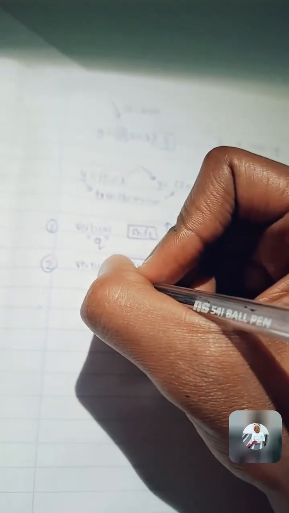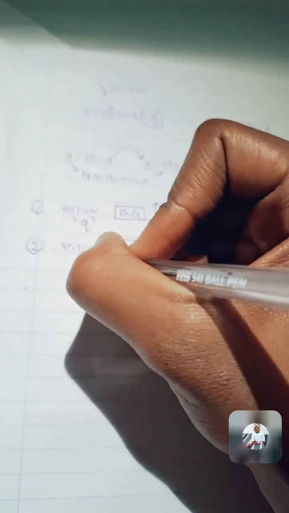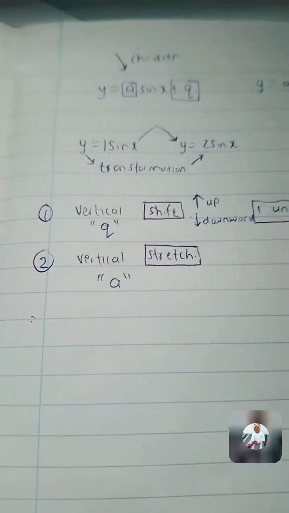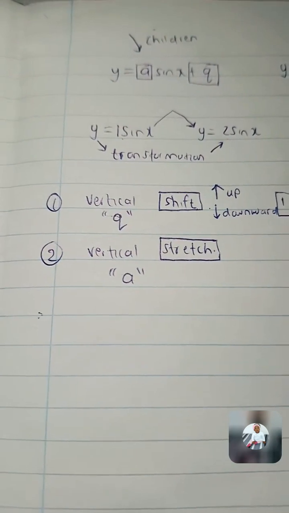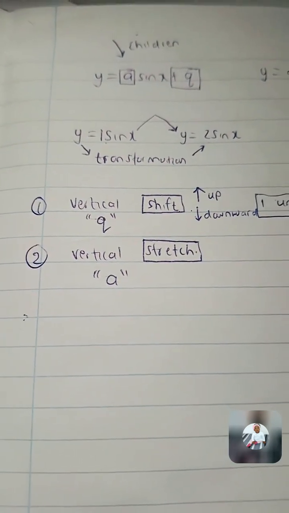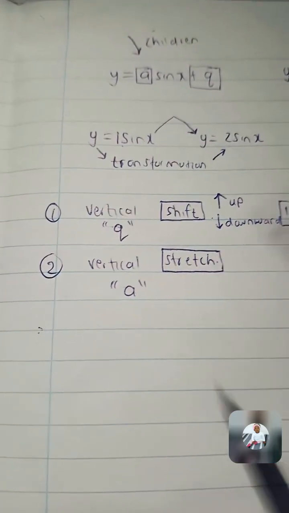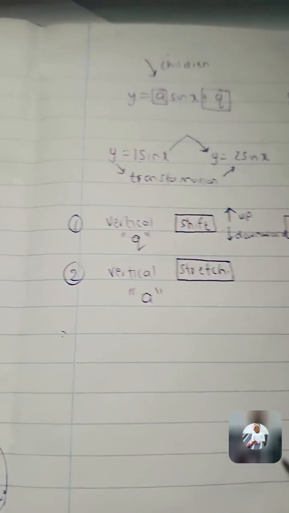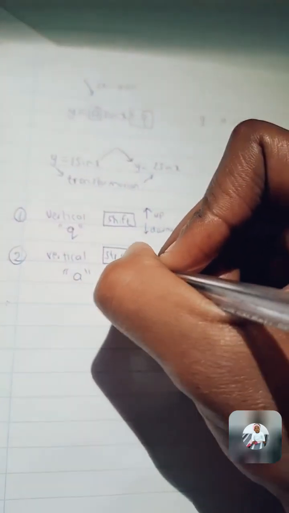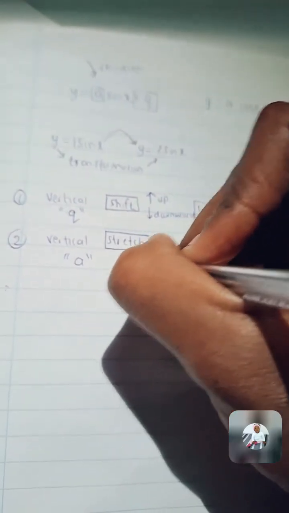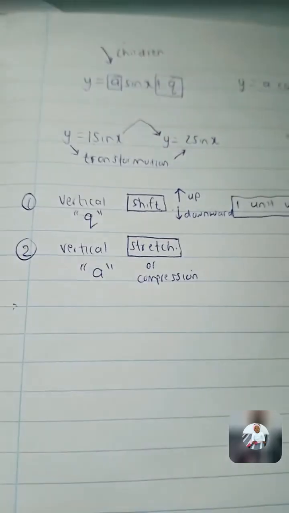Stretch has to do with the parameter a. It is associated with the parameter a. And there are basically two ways that we can see this happen. It can either be a vertical stretch or a compression.